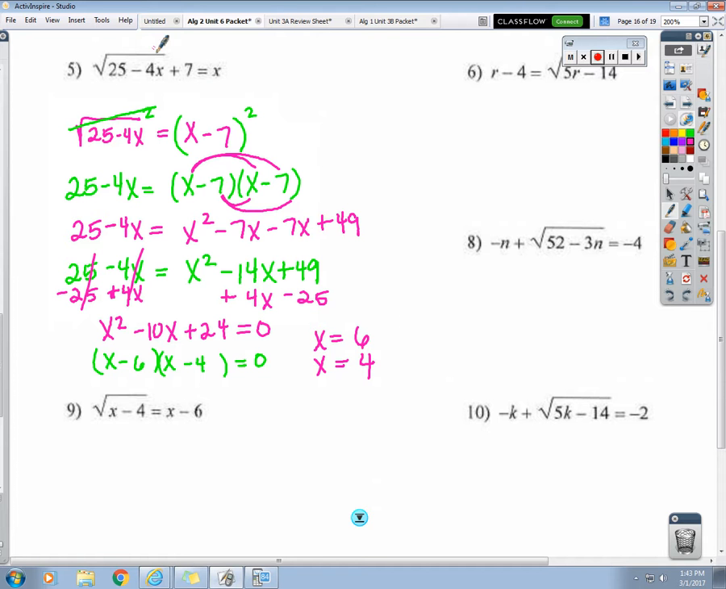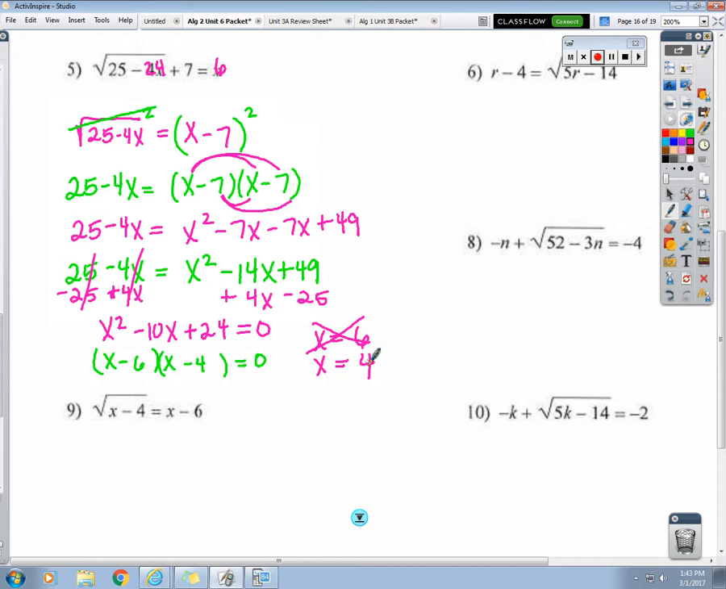If I plug in a 6 right here, what does this become? 24. And then I'll plug in a 6 over here. What's 25 minus 24? What's the square root of 1? And what's 1 plus 7? 8. So that did not work out, did it? So that's an extraneous solution.